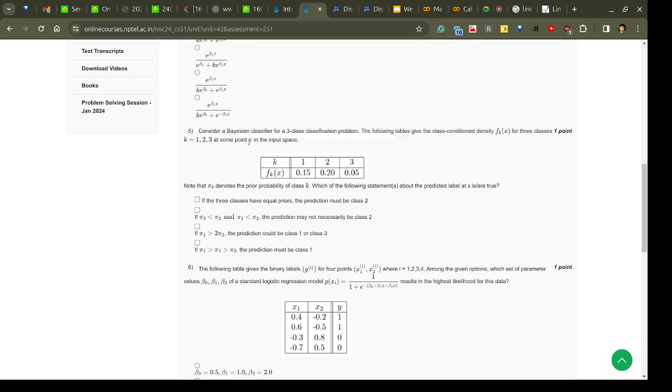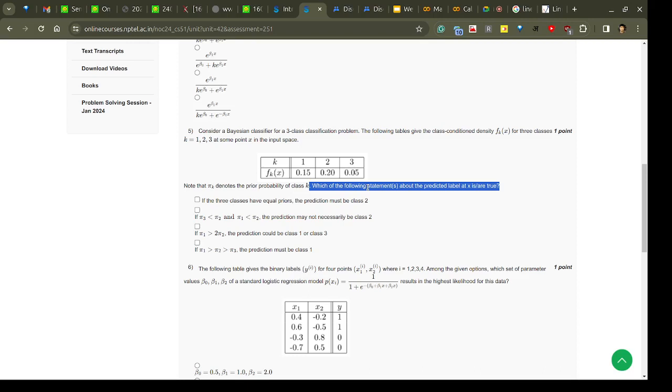Okay, and then f_k(x). f_k(x) means the probability of class k at point x. So at point x, the probability of class equal to 1 is 0.15, probability of class equal to 2 is 0.20, and probability of class equal to 3 is 0.05. Okay, pi_k denotes the prior probability of class k. Which of the following statements about the predicted label at x are true?